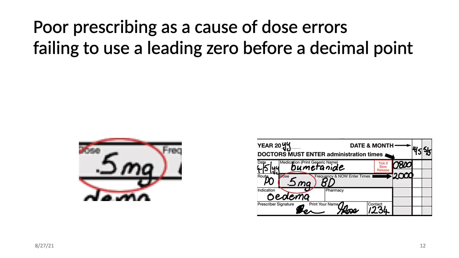Also, when you are writing a decimal point, try to use a leading 0. This is 0.5, but people can easily read it as 5 milligram. So try to use the leading 0. Use leading 0 in decimals and avoid trailing 0.